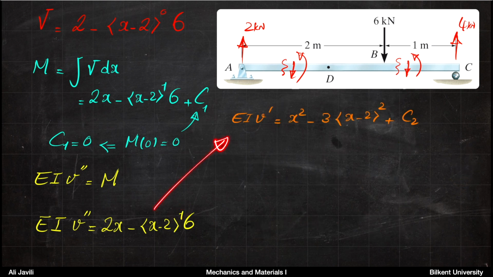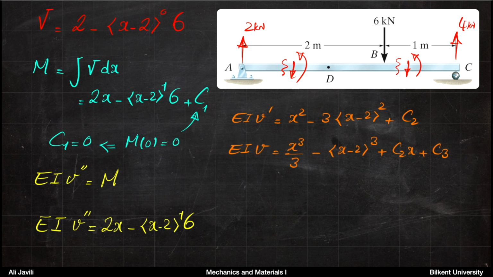So if you integrate this once, the integral of 2x would be x squared, and the integral of (x minus 2) to the power 1 would be (x minus 2) to the power 2 divided by 2. So instead of 6, you would get 3, plus a coefficient c2. And then if you integrate again, you would have your function for deflection. All you have to do now is insert your boundary conditions to compute the constants.